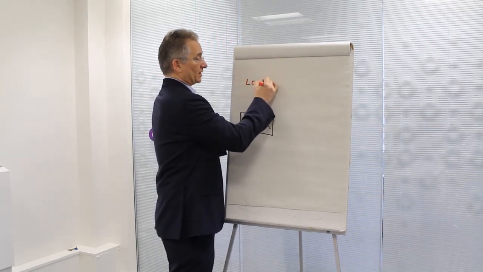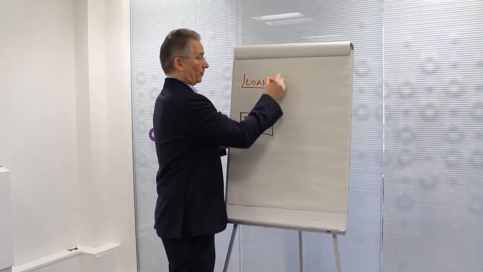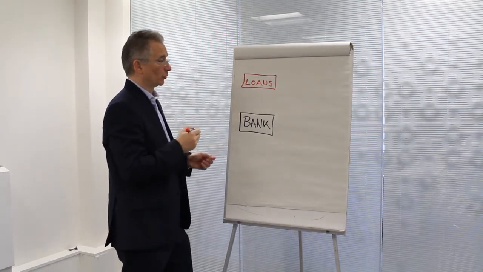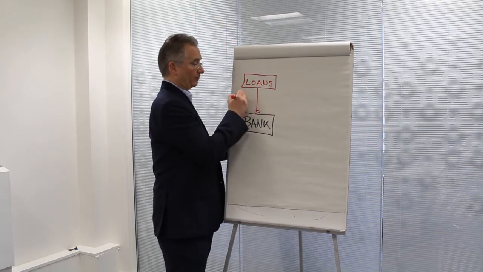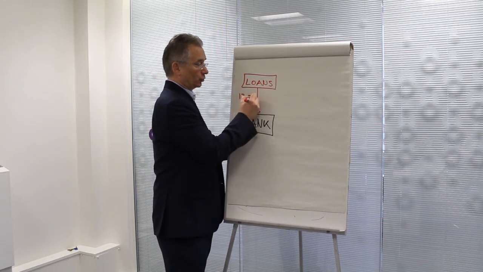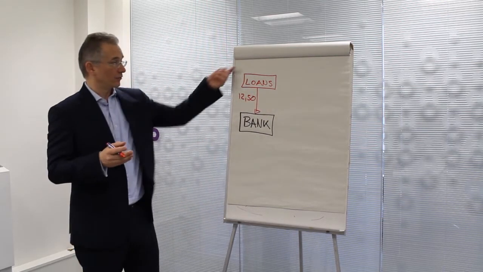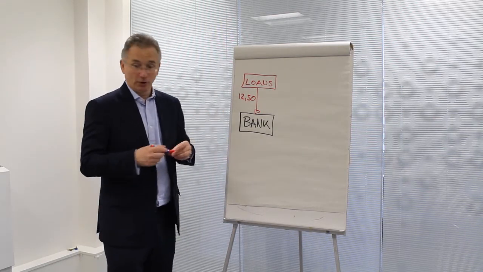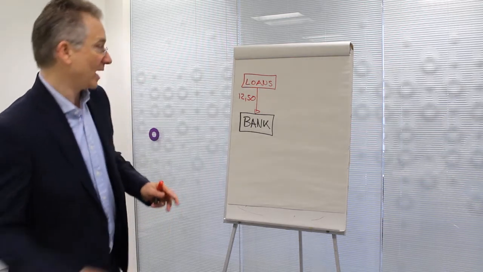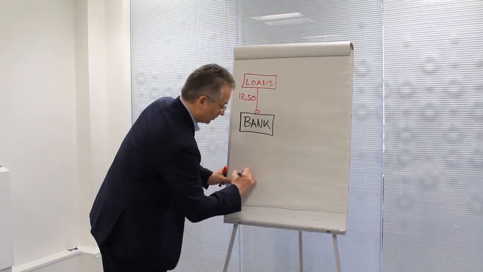This is a real-life case study from the 1980s, where interest rates were really high. And so banks were handing out loans at 12.5% to their clients. So the loan pays the bank 12.5%. Where does the bank get the money from to fund this? The bank takes in a deposit.